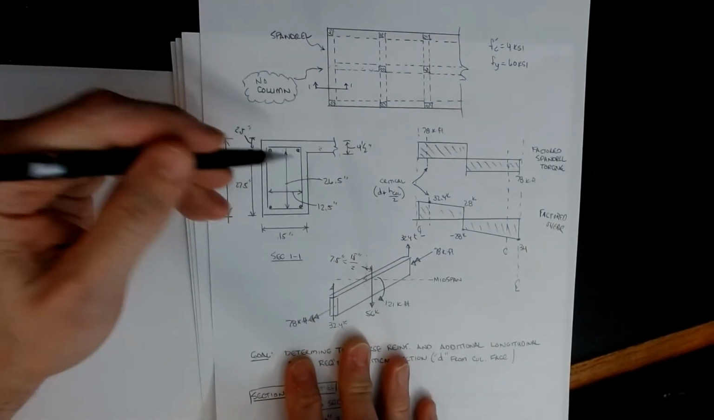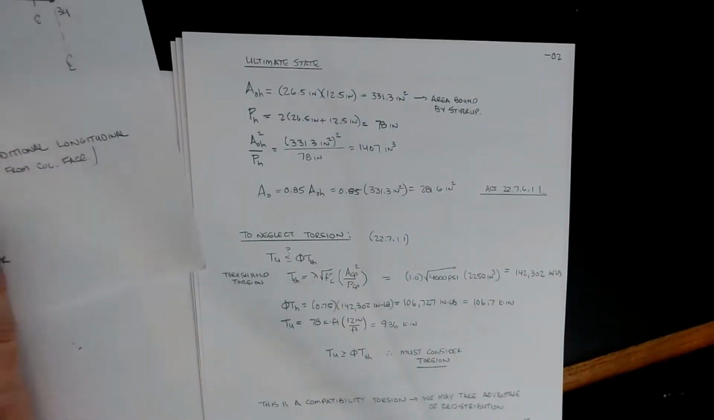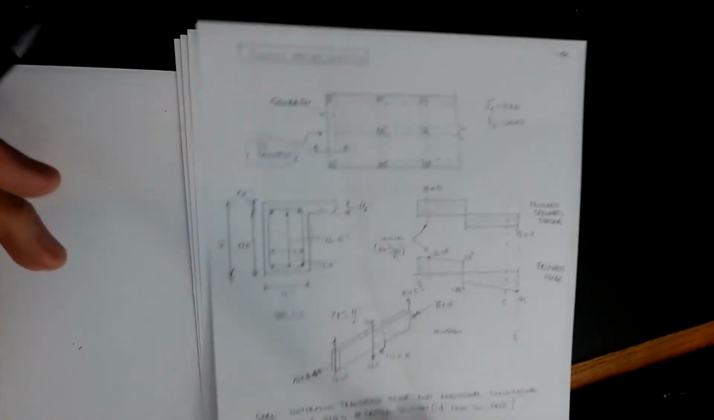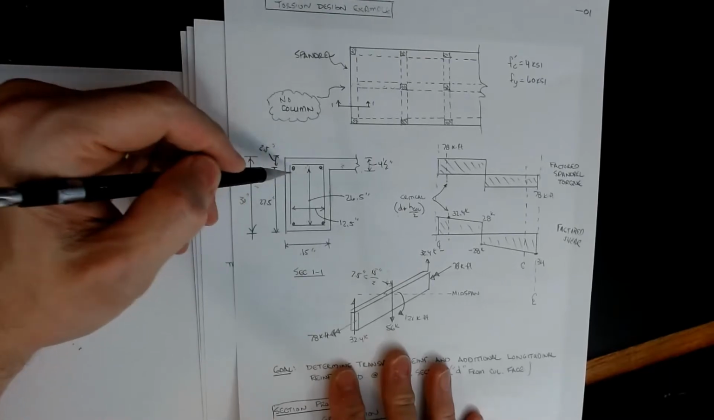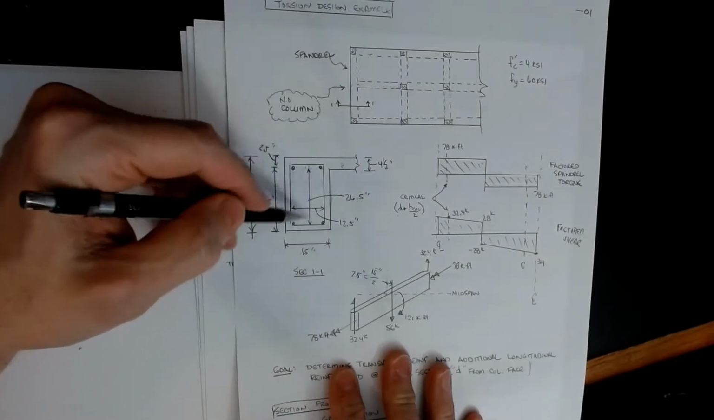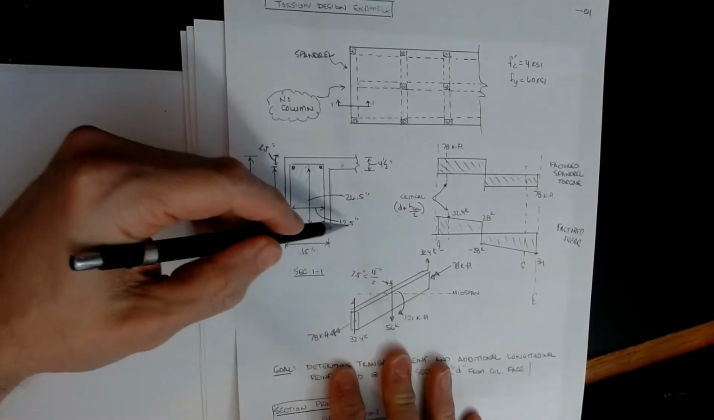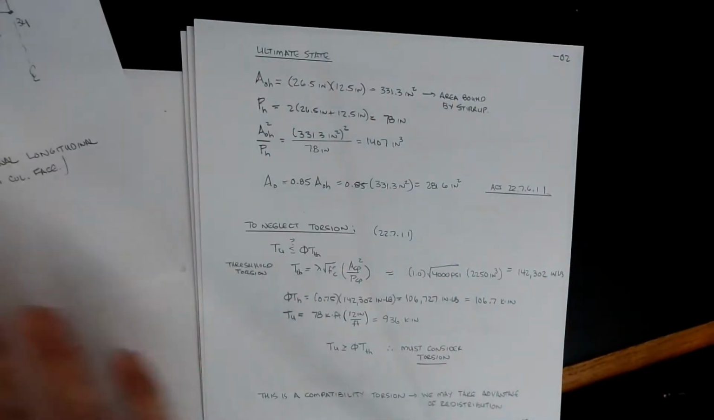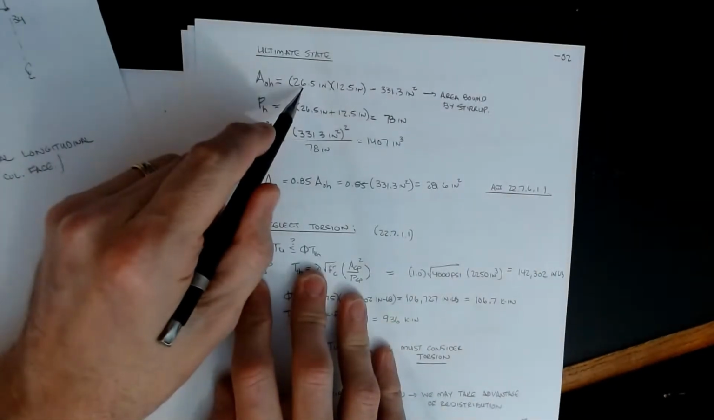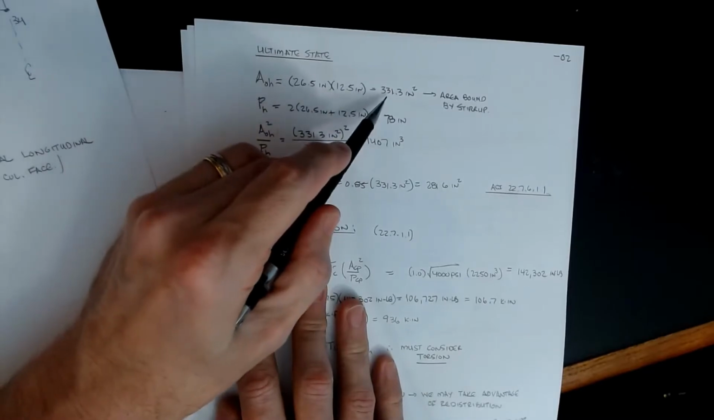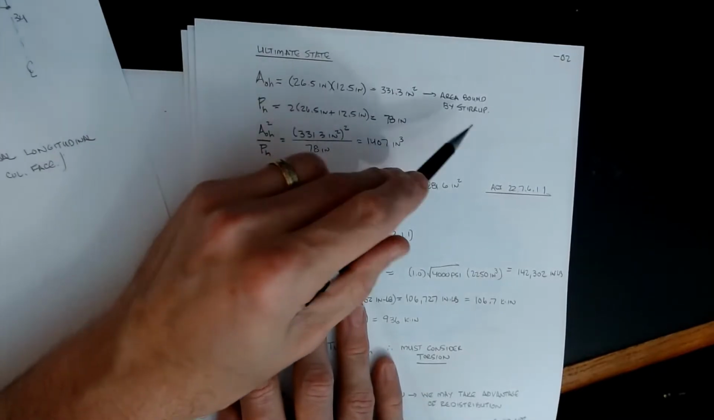Okay, and so the area that we're looking at is, we need an A naught H. Okay, and that's the area that's bounded by what's inside that stirrup. So that's going to be 12.5 times 26.5. So that's the calculation that we did here. And that value is 331.3 inches squared. So that's the area bound by the stirrup.